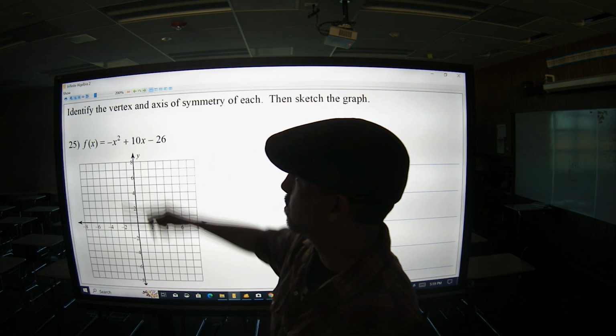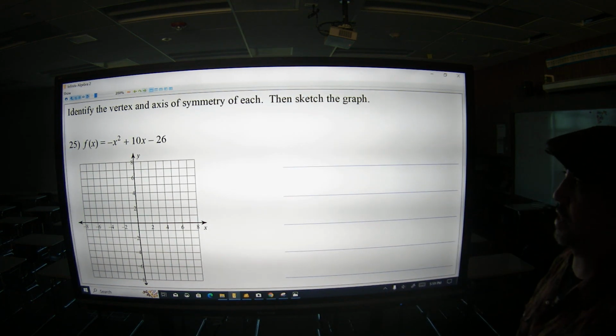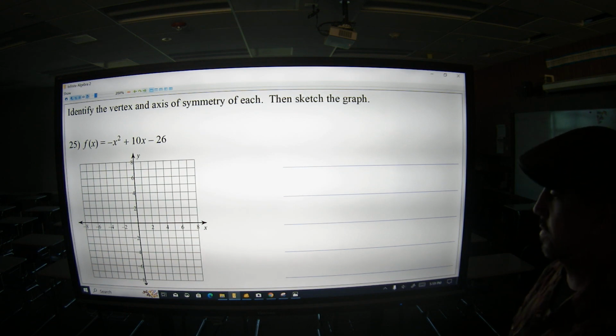And again, this would probably be, oh, it looks like I made this one not intercept form, right? This one looks like it is in standard form.